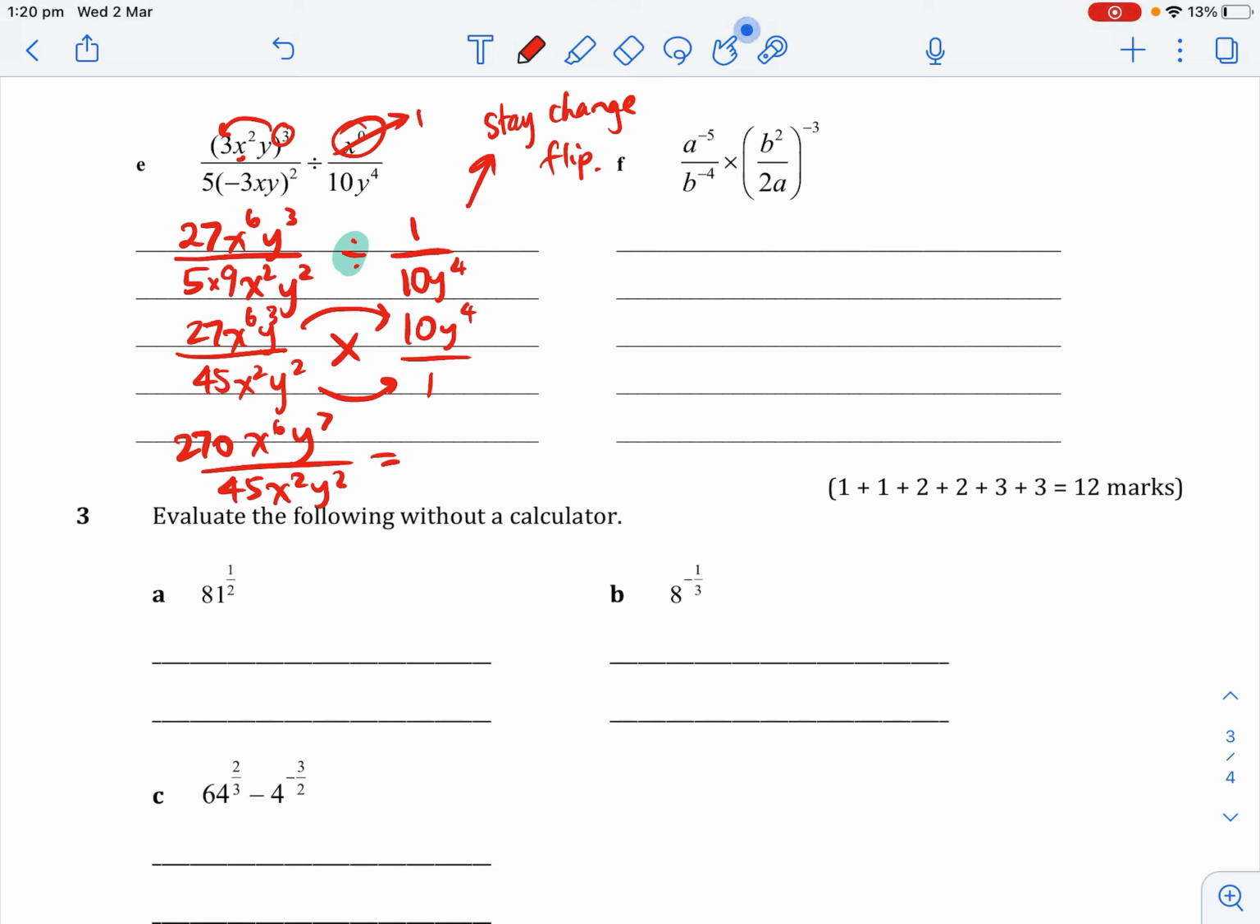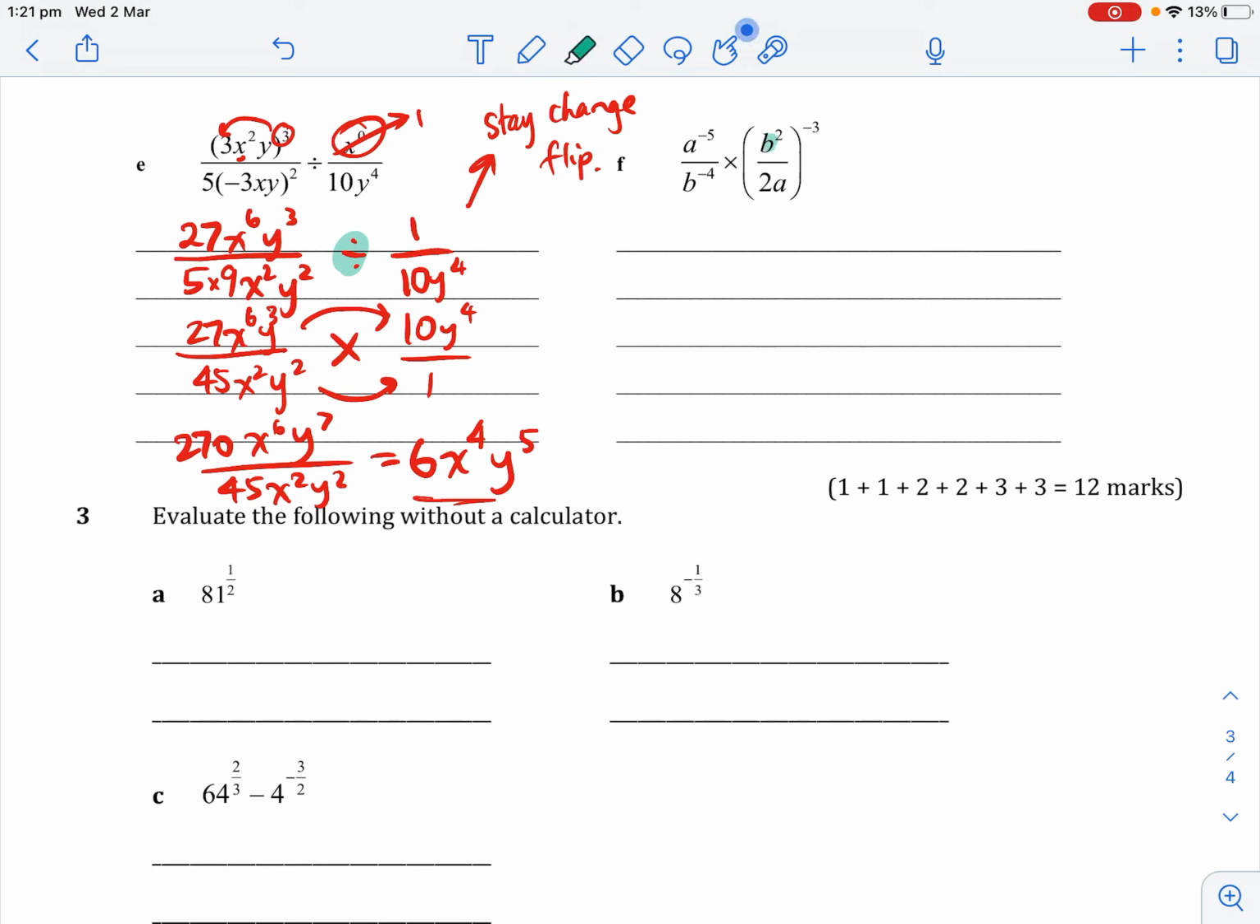We can go a little bit further here by dividing. So 270, how many 45s is equal to 6? And then x to the power of 6 divided by x to the power of 2. Subtract the powers for division, becomes x to the power of 4. Y to the power of 7 divided by y to the power of 2. Subtract the powers, becomes y to the power of 5. And that is my final answer.